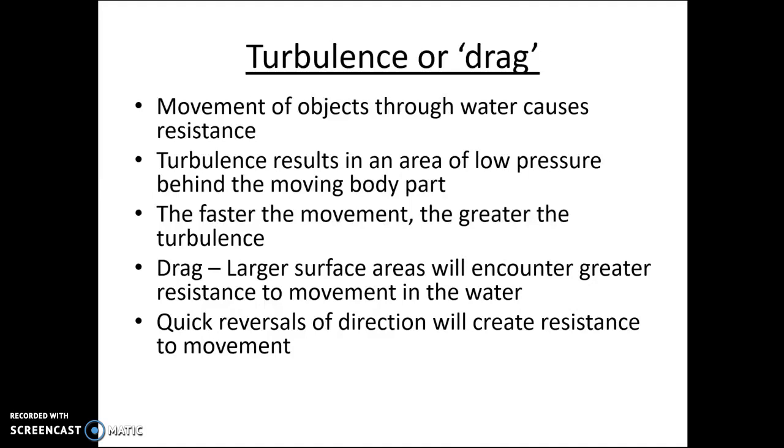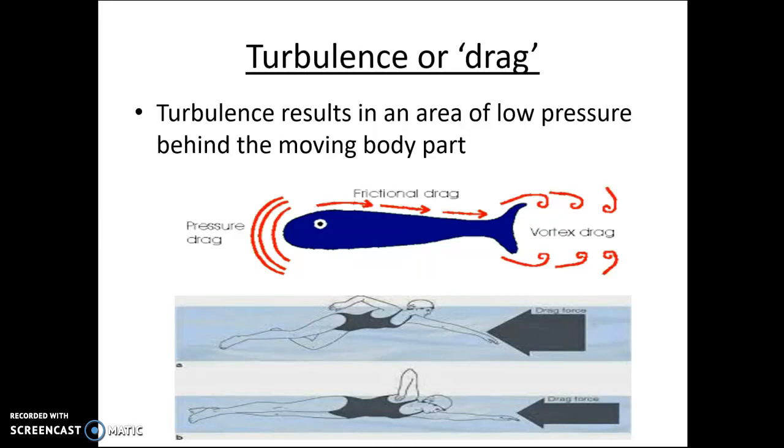So effectively, when you put a pair of fins on, you're going to be faster. Remember, quick reversals of direction will create resistance to movement. We use that in the Halliwick method a bit later on. As we said, turbulence results in this area of low pressure behind the moving part. Here's the pressure, here's that frictional drag, and you're creating a vortex behind you.